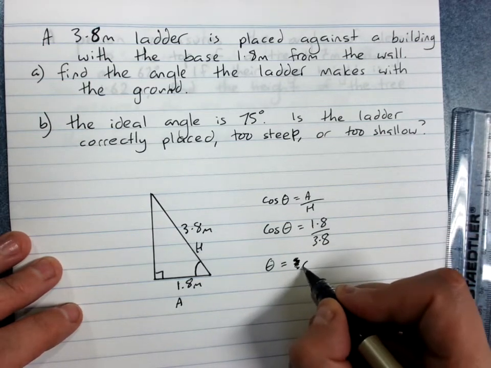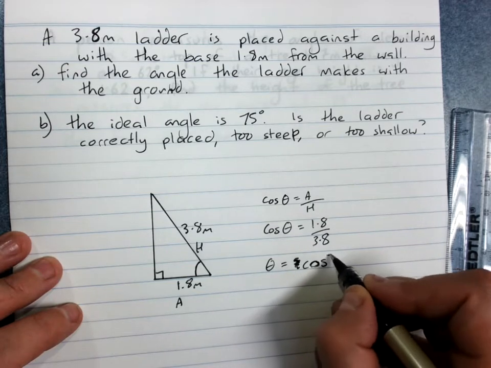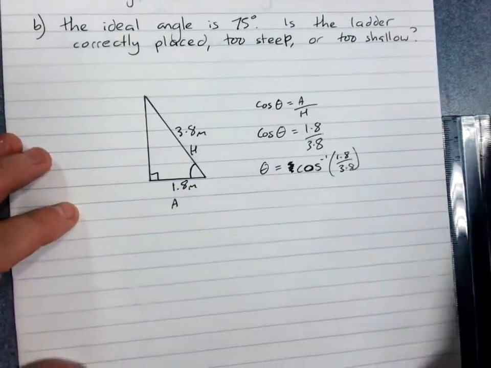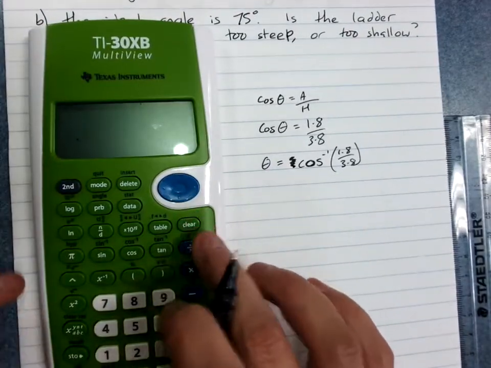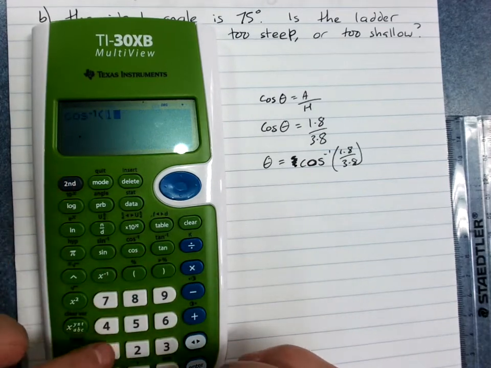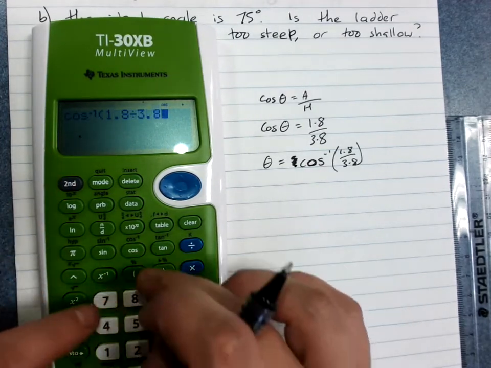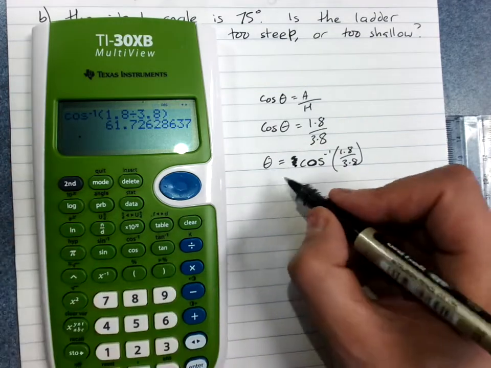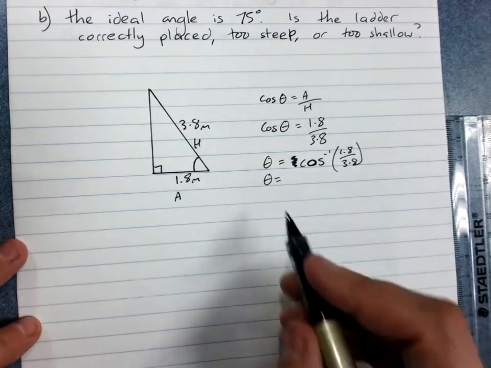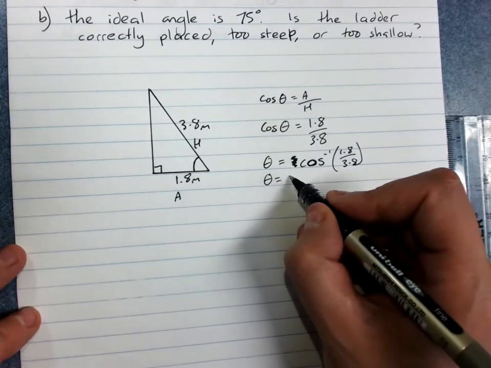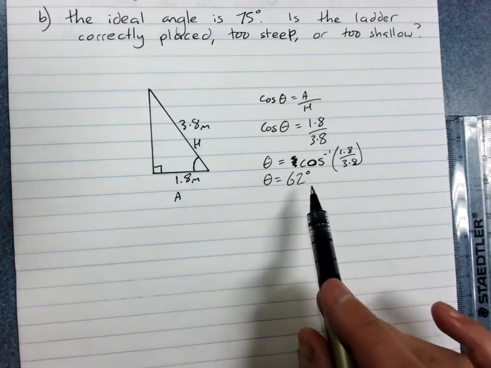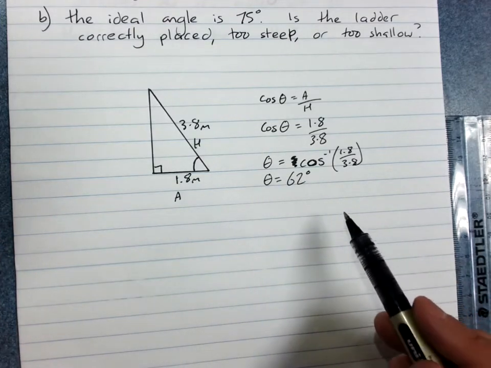rearrange, oops, wrong ratio, and solve that. I have an angle of, if you're giving it as just degrees, you'd go to the nearest whole number, 62 degrees, unless otherwise requested. If you were giving it in degrees, minutes, seconds, of course you'd round it.